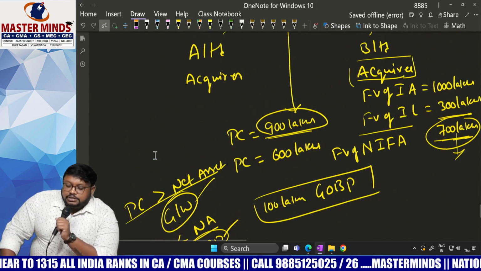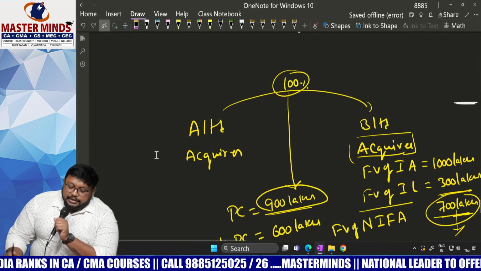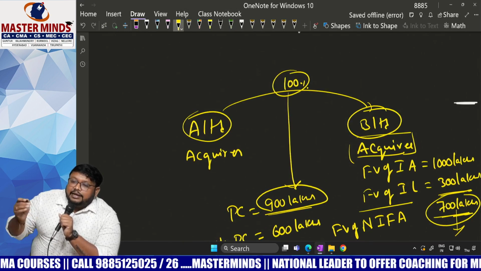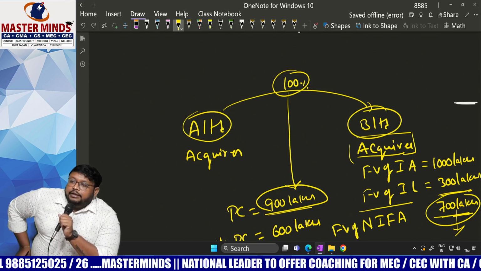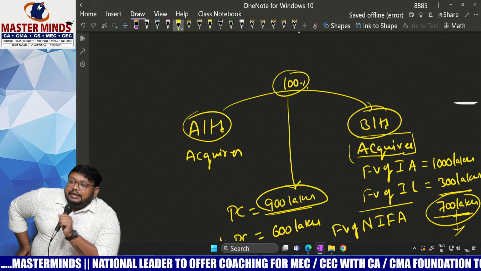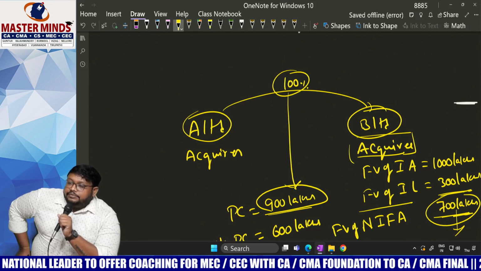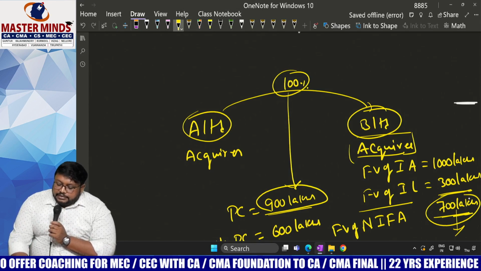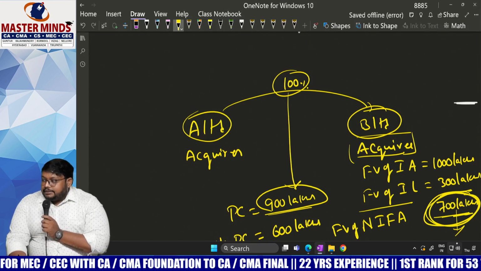So here the ultimate concept of the acquisition method is to find out either goodwill or gain on bargain purchase. If A Limited acquired B Limited's business, we have to check what are the identifiable assets and identifiable liabilities of B Limited, the acquired company. Then we get the net assets. Which values do we take? Fair values. So the net identifiable assets at fair value are 700 lakhs.